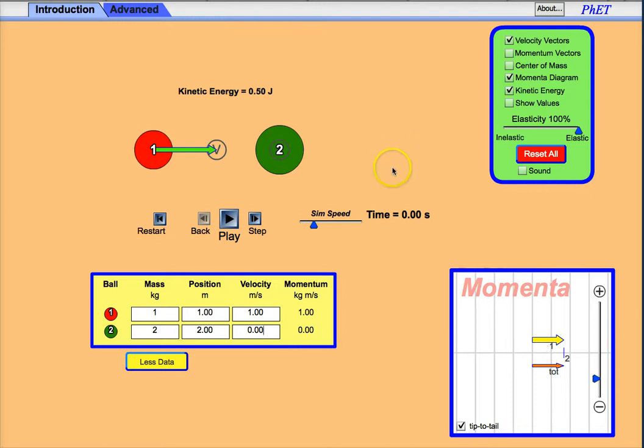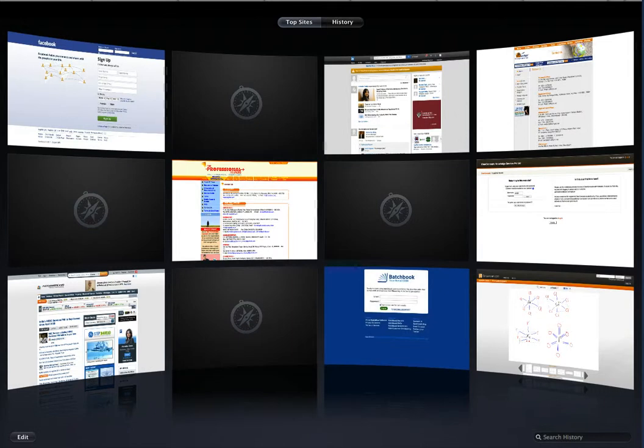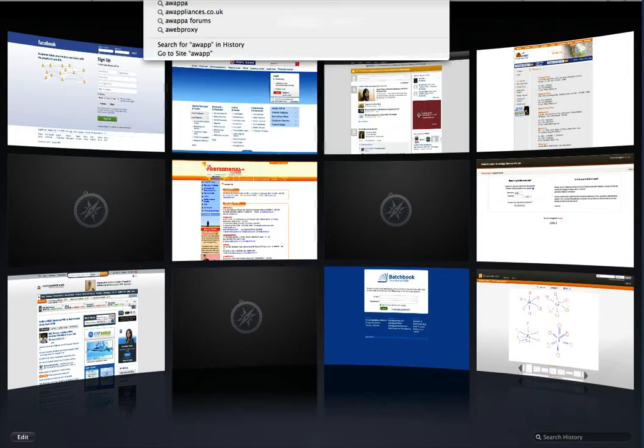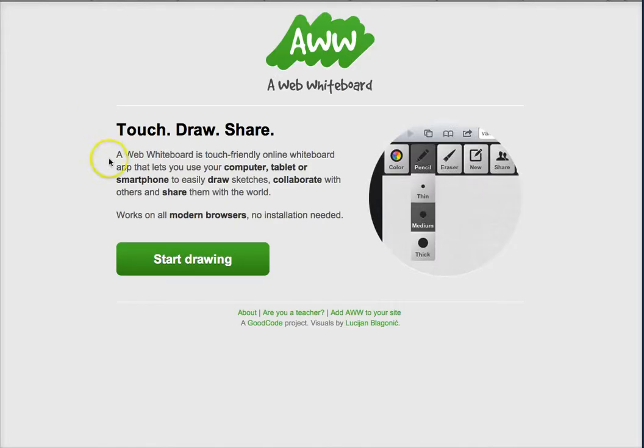Now let's look at the initial kinetic energy before the collision, and that works out to 0.5 joules. So now let's see how we would calculate this. Give me one moment, please. So here we go. I'm going to show you how this number is calculated. We start drawing.